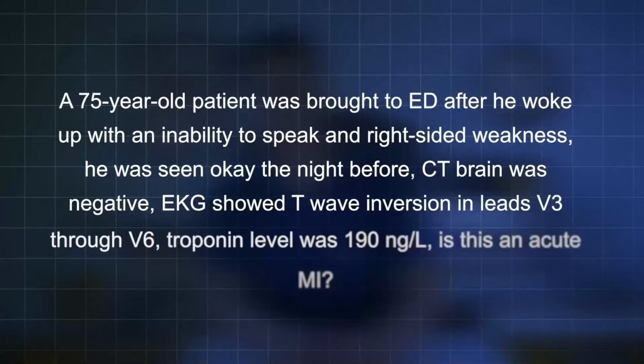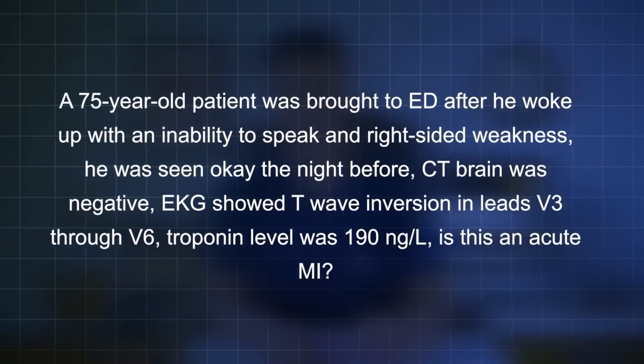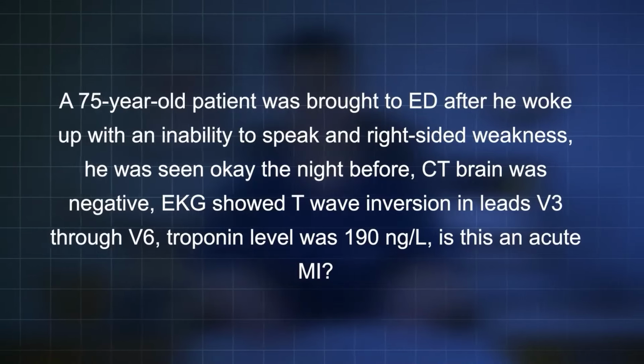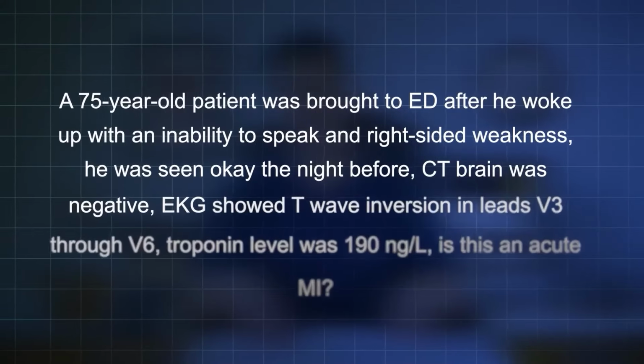A 75-year-old patient was brought to the ED after he woke up with an inability to speak and right-sided weakness. He was seen okay the night before. CT brain in the ED was negative. EKG showed T-wave inversion in leads V3 through V6. Troponin level was 190 nanogram per liter. Is this an acute MI or not?